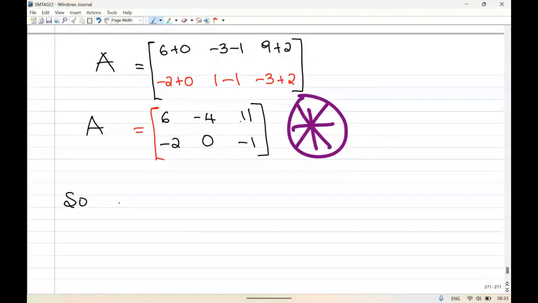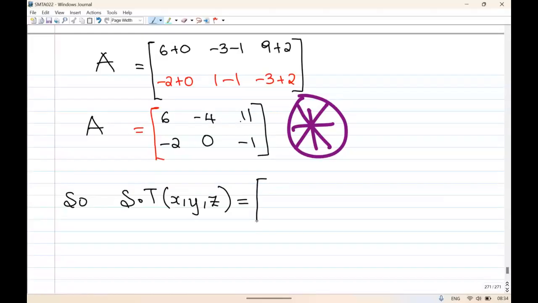We can conclude that our product of X, Y, Z will be equal to what? Then you put your A here, which is 6, minus 2, minus 4, 0, 11, minus 1.